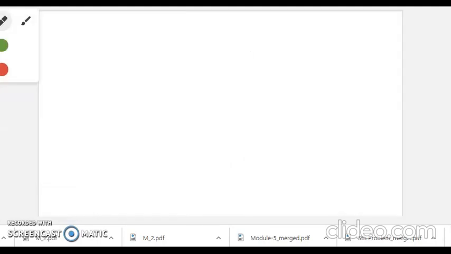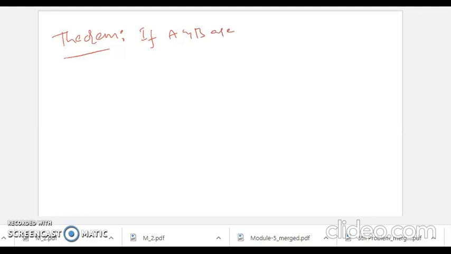Here is the theorem. If A and B are independent events, then prove that A bar and B bar are also independent.